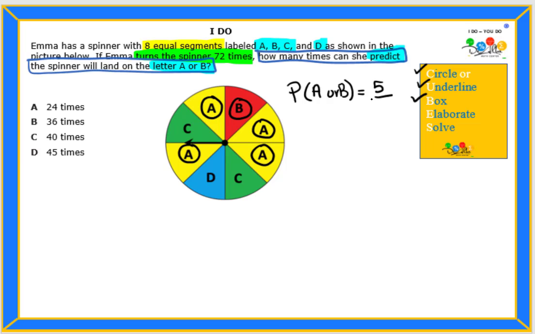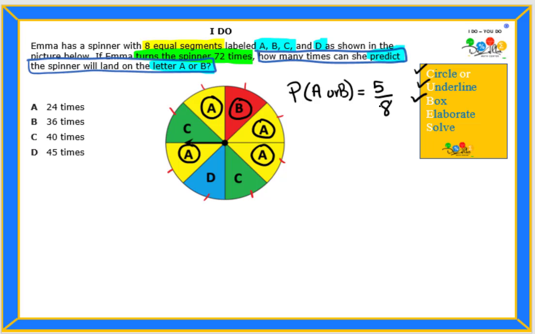Out of the total. So the total is all of the other letters and the ones that we wanted. So the total number of sections on the spinner, we can count them. 1, 2, 3, 4, 5, 6, 7, 8. So that would be 8 as the denominator. So the probability of getting A or B on this spinner is 5/8.